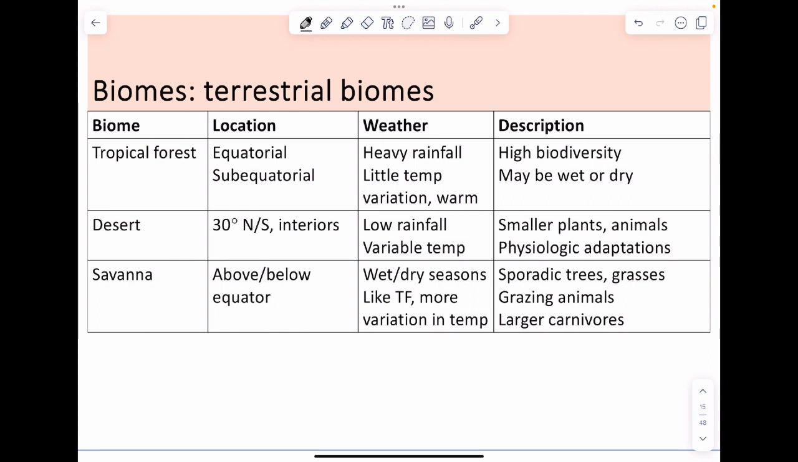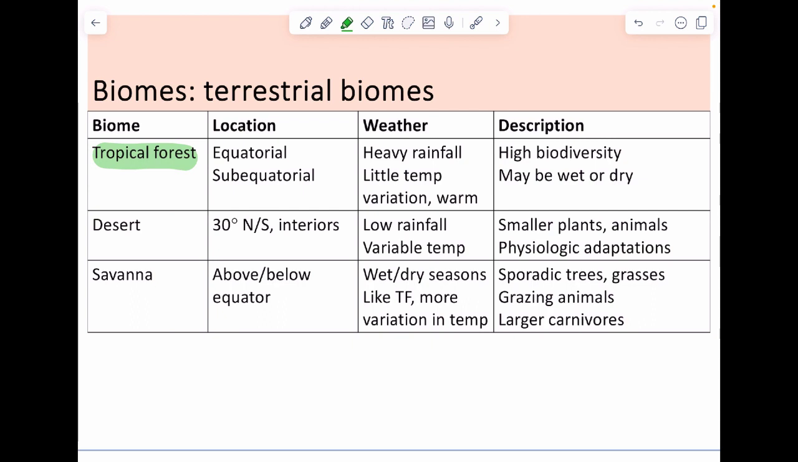So here, we can't walk through all the biomes because there's just not enough time for that. So I'm just walking you through a handful of them. And this is like the degree to which I care that you know, you don't need to memorize everything from the book because there's a lot there.